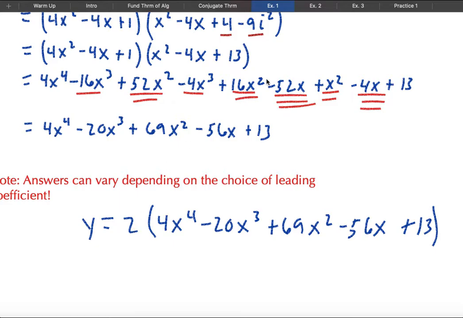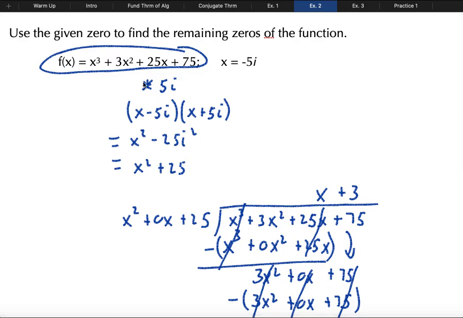Okay? All right, second example. Use the given zero to find the remaining zeros of the function. Okay, so here's the overall function, and we're told that x equals negative 5 is a zero of the function. Okay, well, notice the degree of this function is 3, so by the fundamental theorem of algebra, there's going to be 3 complex zeros to this function, okay? So right here's one of them.